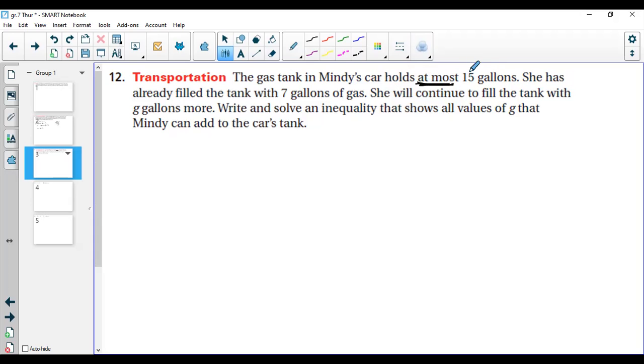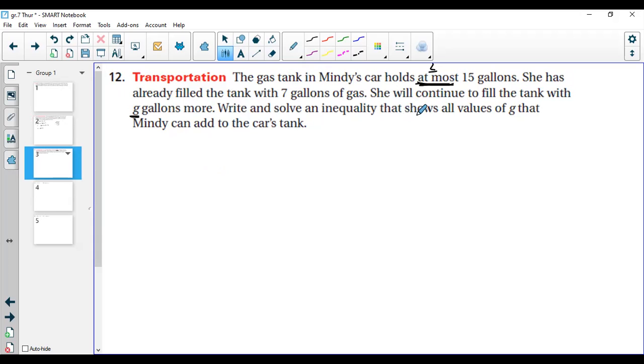So the gas she puts should be equal to 15, right? It should be equal to 15, or it can be less than 15, because she cannot put more than 15. Her car's tank won't allow that. She has already filled the tank with 7 gallons of gas, and she will continue to fill it with G gallons more. So she has already filled 7 and she will keep filling.